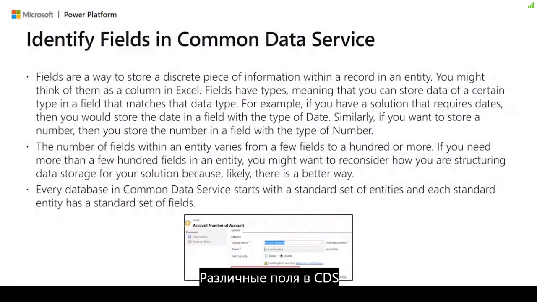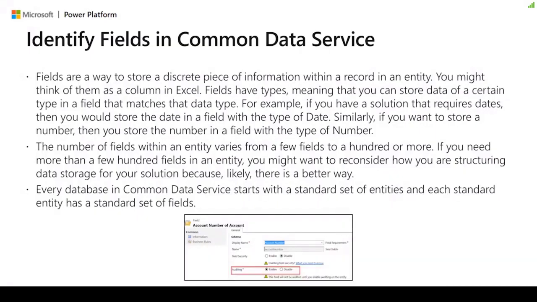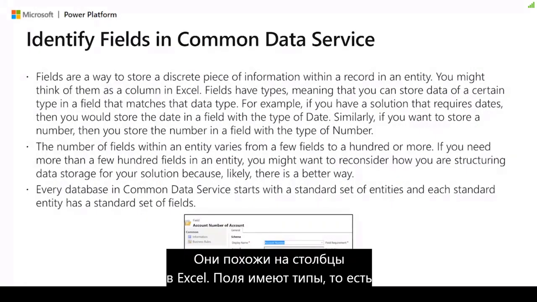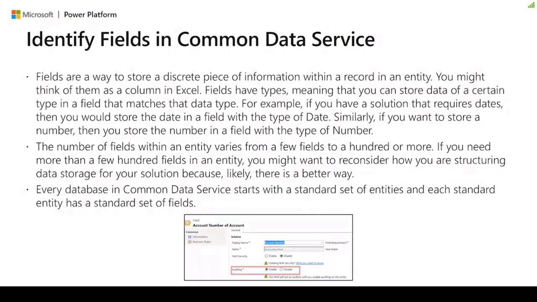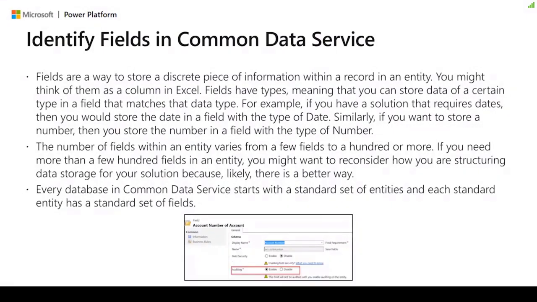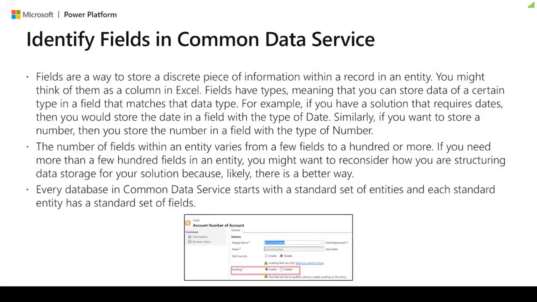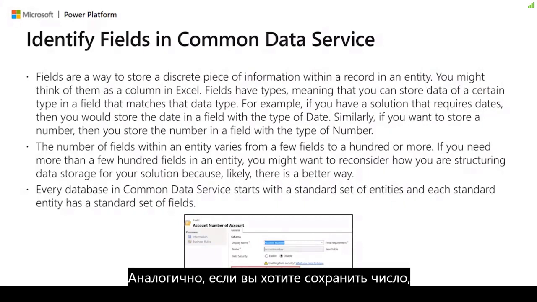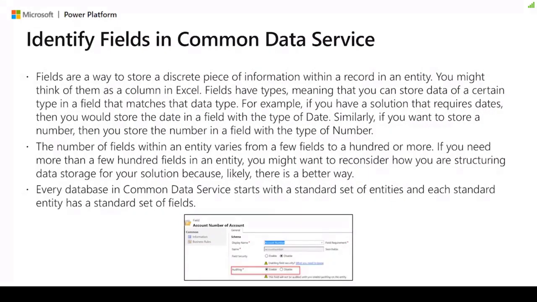Fields in the CDS are a way to store a discrete piece of information within a record in an entity. You might think of them as columns in Excel. Fields have types, meaning that you can store data of a certain type in a field that matches that data type. For example, if you have a solution that requires dates, then you would store that date in a field with the type date. Similarly, if you want to store a number, then you store the number in a field with the type number.